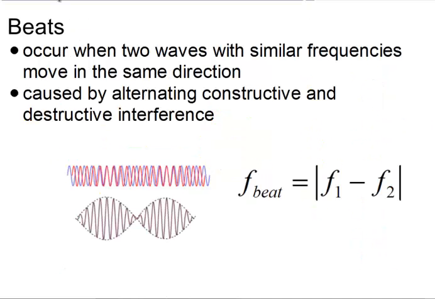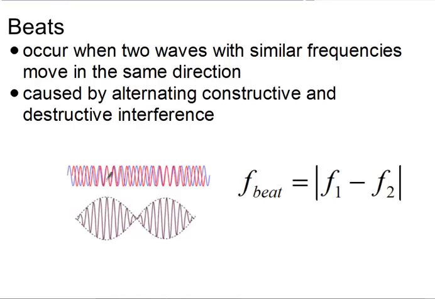Okay, all right. Last thing we'll look at is beat frequency. This is something you might have heard before. When you have two different waves that have very similar frequencies, like within 8 hertz, very small numbers there, and they're moving in the same direction, you get these alternating constructive and destructive interference patterns.